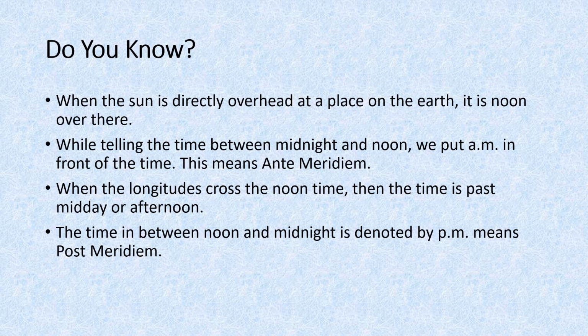Do you know student, when the sun is directly overhead at a place on the earth, it is noon over there. While telling the time between midnight and noon, we put AM in front of the time. This means ante meridian. When the longitudes cross the noon time, then the time is past midday or afternoon. The time in between noon and midnight is denoted by PM, which means post meridian.